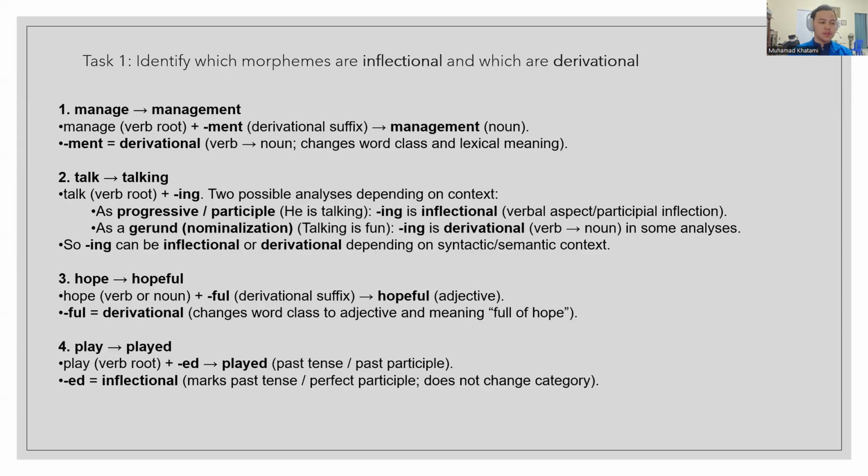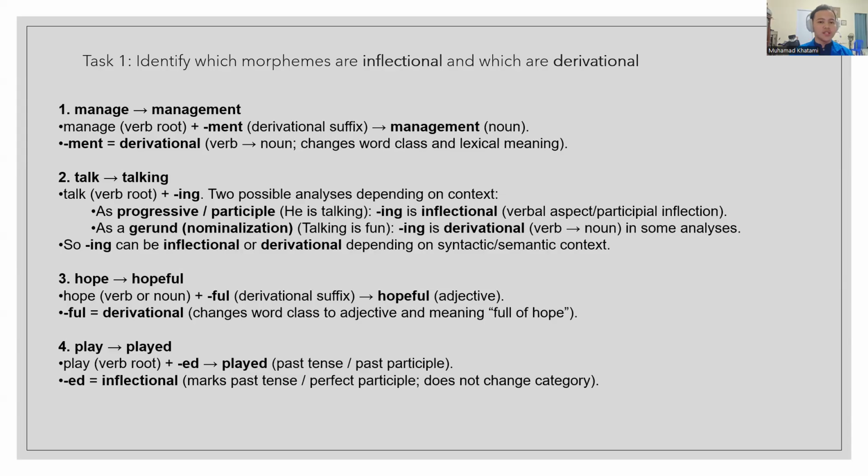So for the first one, the word manage to management. Manage is the root word, or the root verb, plus the derivational suffix ment, becomes the noun management. Because this changes it from a verb into a noun, it is derivational. And then for number 2, the word talk into talking. The root word is talk, which is a verb, with the added suffix of ing.